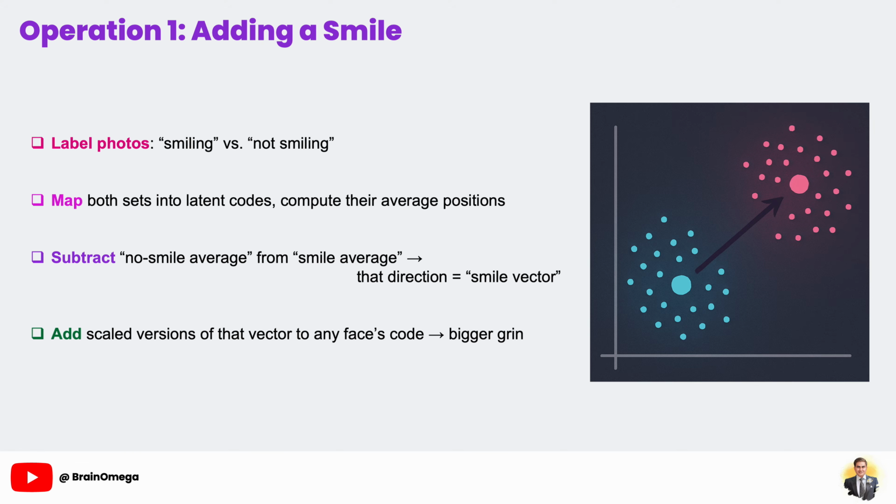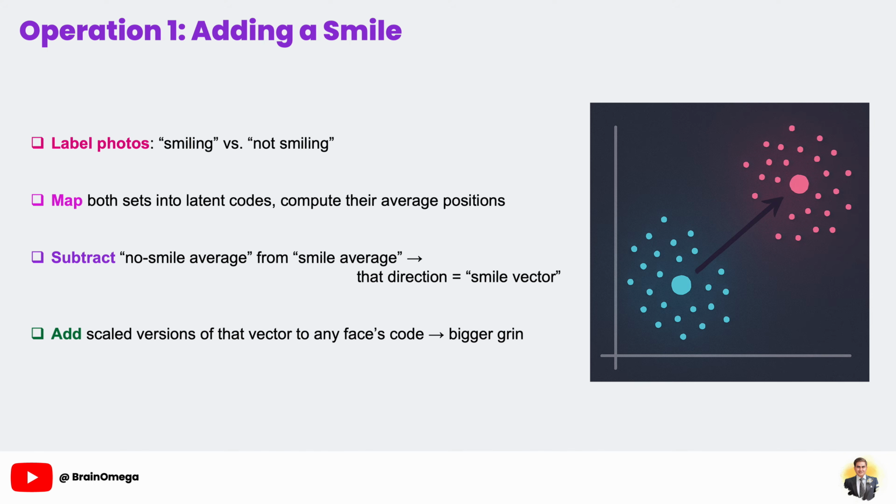5. Apply the smile vector to a new face. Take any unseen face, encode it to get code C. Decide how strong you want the smile. Say a factor alpha, for example, 0.5 for a subtle grin, 1 for full-blown smile, and 1.5 for a cartoonish grin. And then compute a new code. That means C new equals C plus alpha times the smile vector.